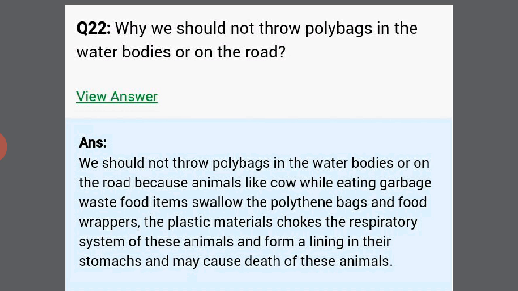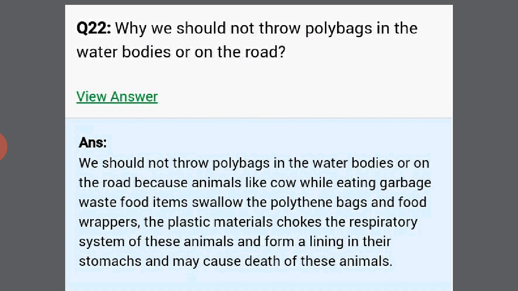Okay, answer. We should not throw polybags in the water bodies or on the road because animals like cows, while eating garbage and waste food items, swallow the polythene bags and the food wrappers. The plastic materials choke the respiratory system of these animals and form a lining in their stomach and may cause the death of these animals. Got it?